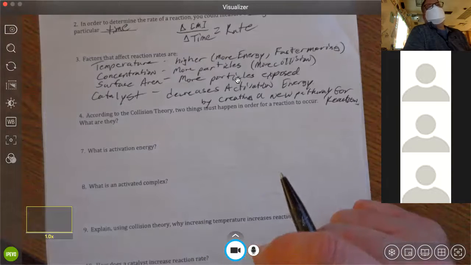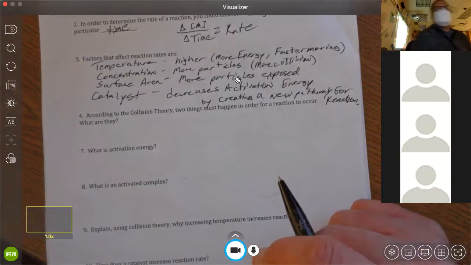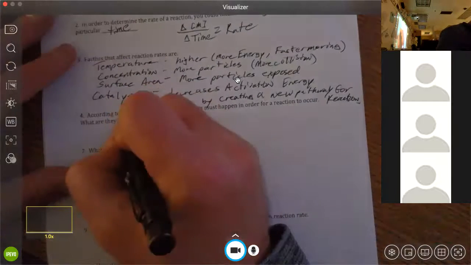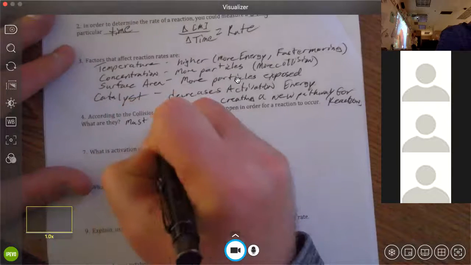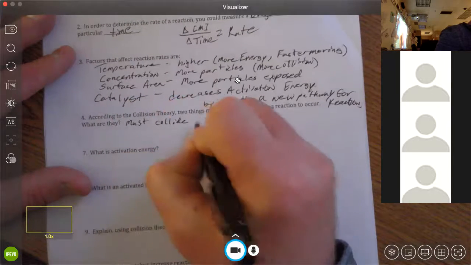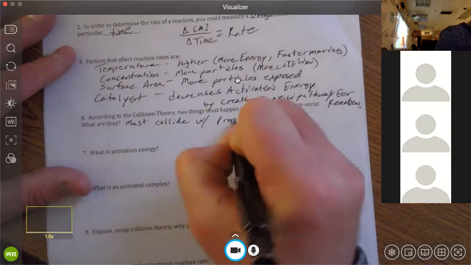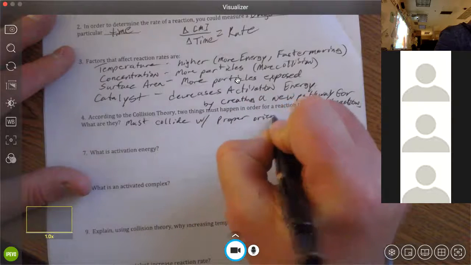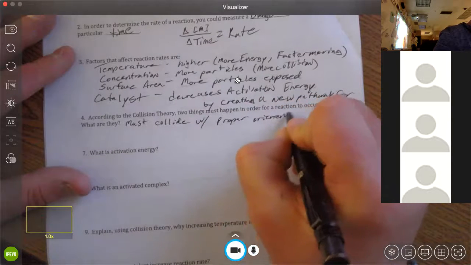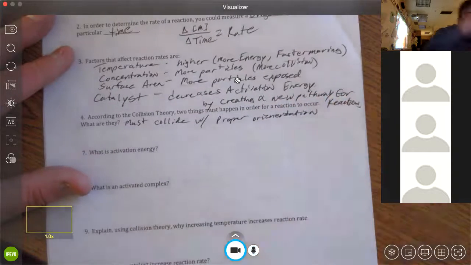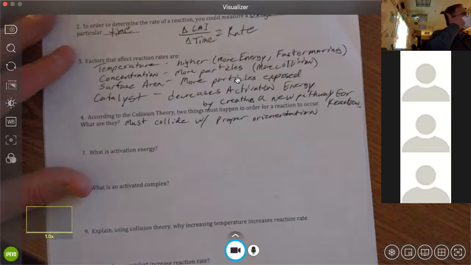According to the collision theory, two things must happen in order for a reaction to occur. They must collide with proper orientation, and they must have enough energy.